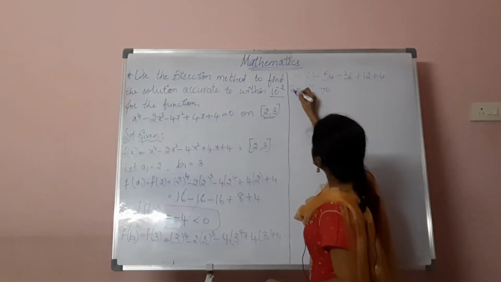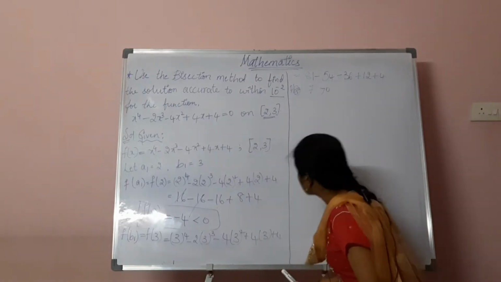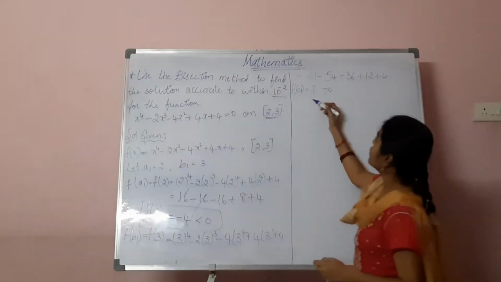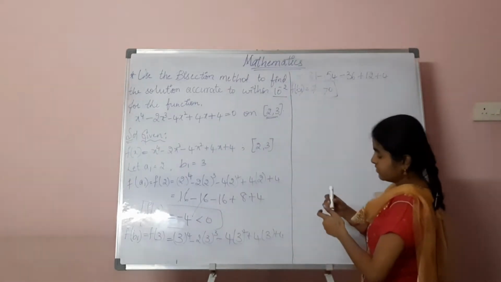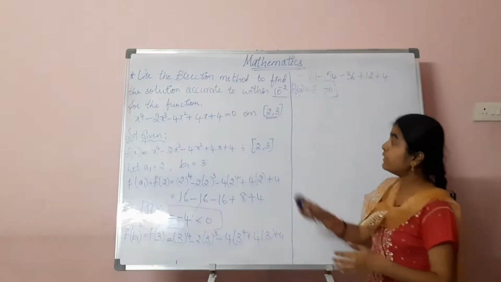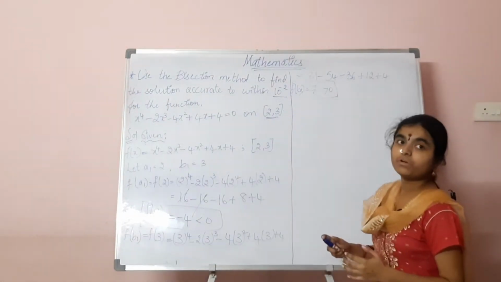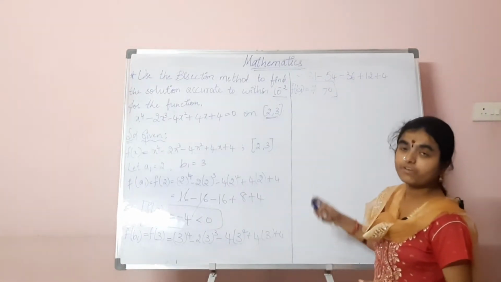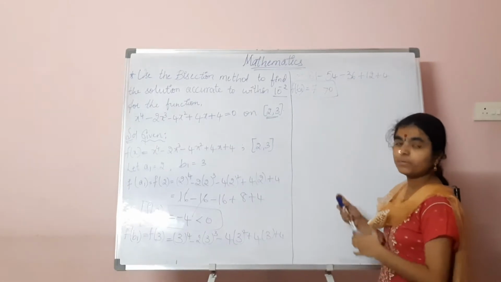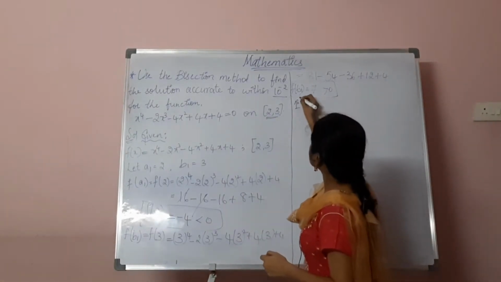Now what is f of b1? f of b1 equals 7, which is greater than 0. This is our f of b1. Now we have to solve till we get the accurate root. As I told in the procedure, we have to take iterations, meaning repetitions. Till we get the answer, we have to keep repeating. So first iteration.